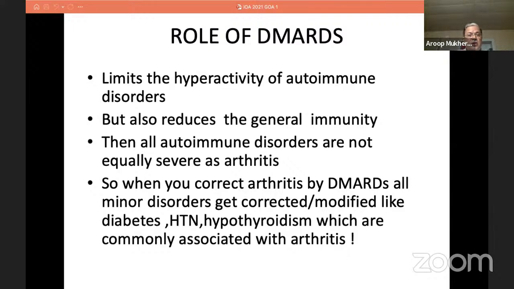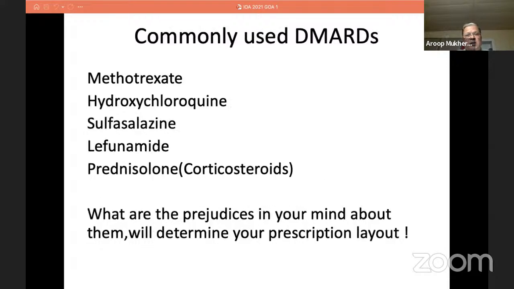Not all autoimmune disorders are as severe as arthritis, like diabetes, hypothyroidism, blood pressure, acidity. These are autoimmune disorders, but not as intense as arthritis or asthma or ulcerative colitis is. These can be managed by individual medication, like taking hypertensive medicines and a thyroid supplement. But when you manage arthritis, they get corrected automatically. So when you correct arthritis by DMARDs, all the minor disorders get corrected or modified, like we see in diabetes, hypertension, hypothyroidism, which are commonly associated with arthritis.